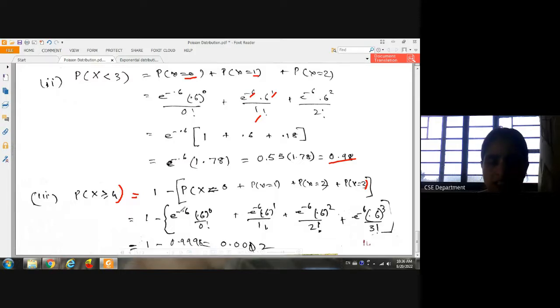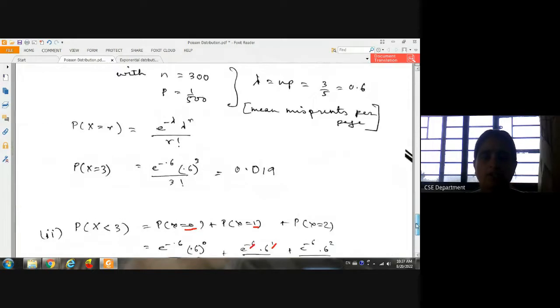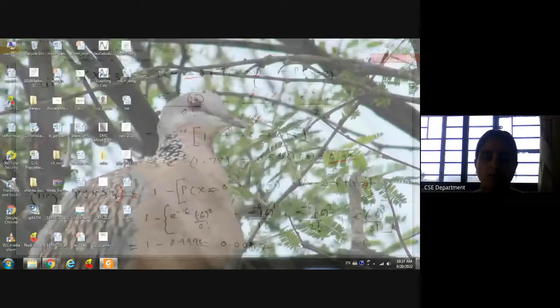This you can pause the video and see how this is actually calculated. You know the way. Take e power minus 0.6 common. Anything, 0.6 power 0 is 1, factorial 0 is 1, like that. You take all this and you do it. Okay. So this is your Poisson distribution.